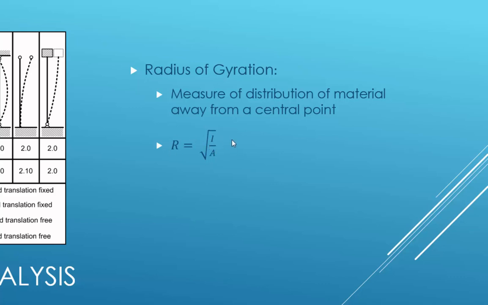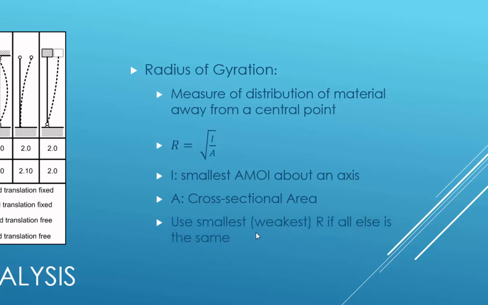Now again, we want to look at the smallest r because that will show us our weakest position, and that will show us the direction in which the column will buckle. So the area is going to be the same no matter what. What's going to be different is the area moment of inertia. So you're going to want to look at the various axes, usually just x and y, but you might find something different if you take a different axis. But you want to look at the smallest I so that you can find the weakest R so that you know what your critical load is going to be. Of course, area is a cross-sectional area, and as we mentioned, use the smallest or weakest R if everything else is the same.